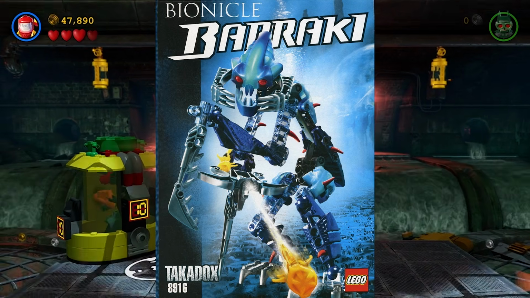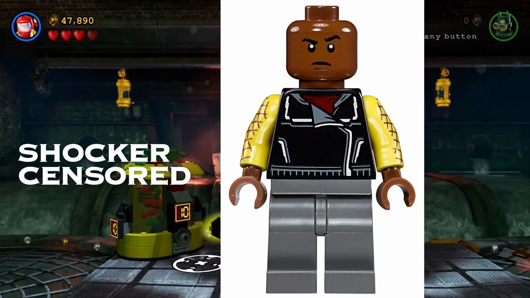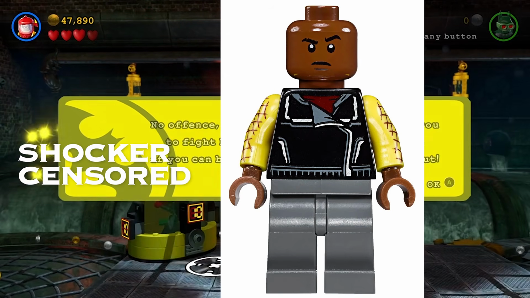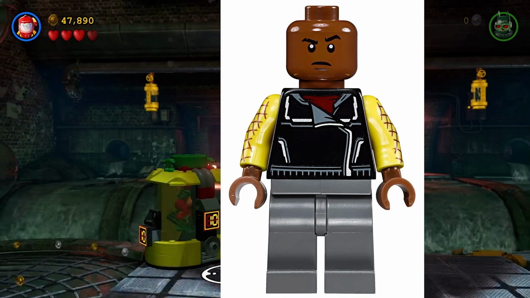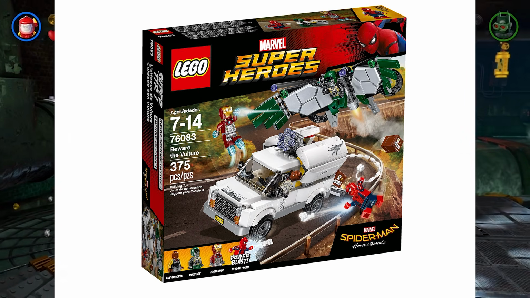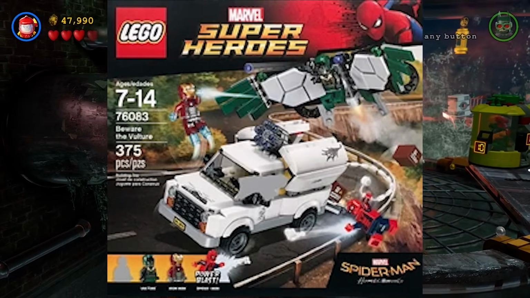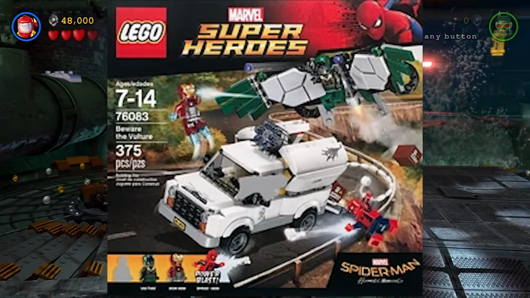It's unknown as to why LEGO chose to use that piece in this instance as opposed to the usual blue studs. Shocker censored. Shocker is a Spider-Man villain who appears in the 2017 Spider-Man No Way Home set Beware the Vulture. When the Beware the Vulture set was first revealed, the Shocker minifigure was blacked out, likely to avoid spoilers.